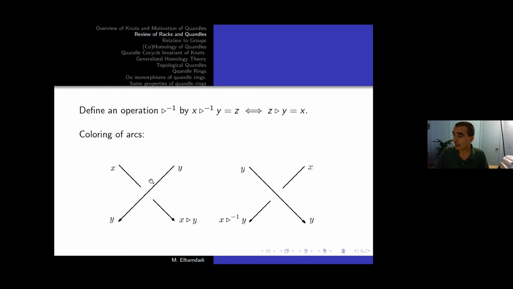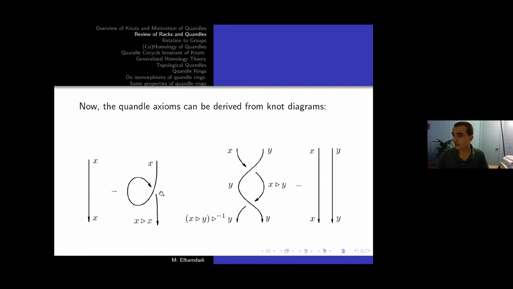Okay, and look at this. The reason we put this is that if you put these two diagrams one on top of the other, you get exactly Reidemeister move two, and Reidemeister move two allows you to pull them apart. Then we start with Reidemeister move one on the left. We color the arc by X. The outcoming is X triangle X. And since you want this to be the same, you require X triangle X to be X.